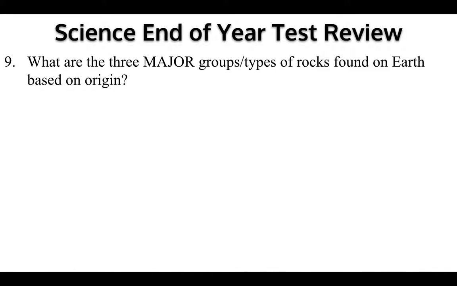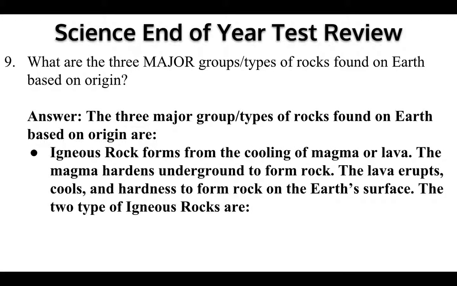Okay. What are the three major groups or types of rocks found on Earth? So we're going to look at igneous, sedimentary, and metamorphic. So let's look at igneous first. Igneous rocks form from the cooling of magma or lava. The magma hardens underground to form rock. Lava erupts, cools, and hardens to form rock on the Earth's surface.